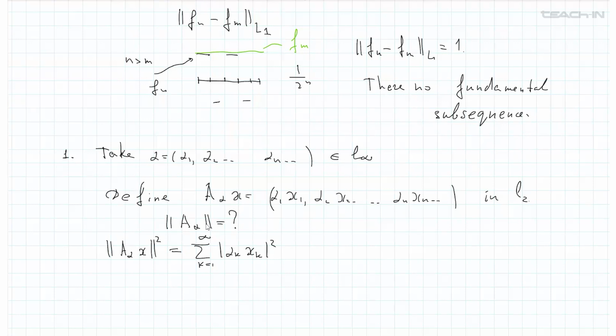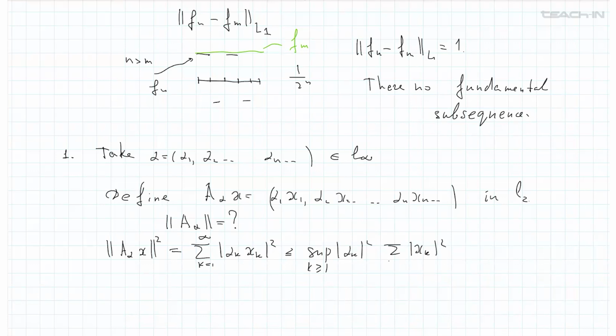We need to obtain just the norm of element x. So we must take away the alpha k. How can we do it? For example, you can take the supremum of alpha k square for any k, and then we obtain just the sum only for xk.